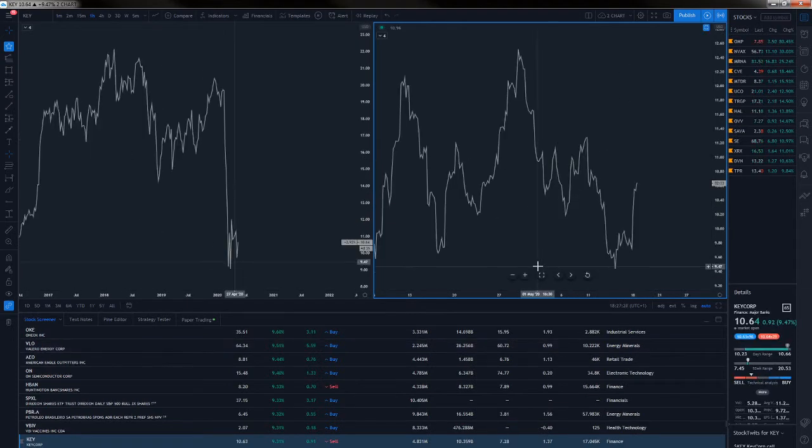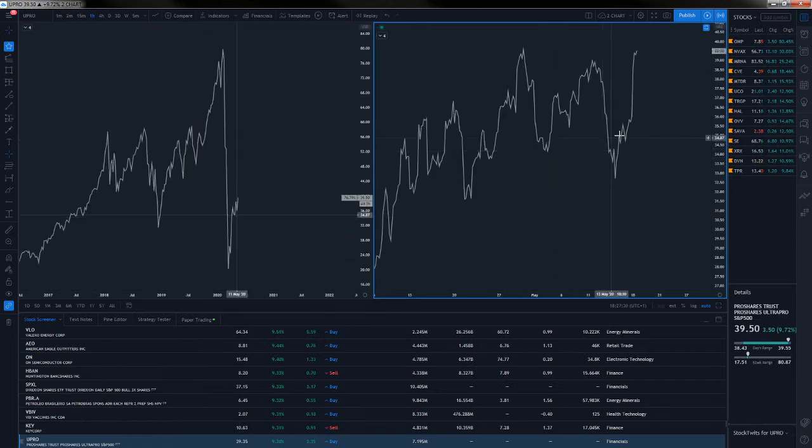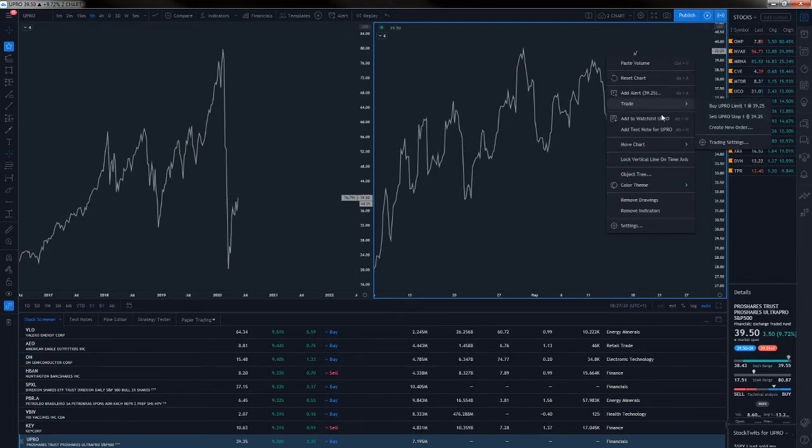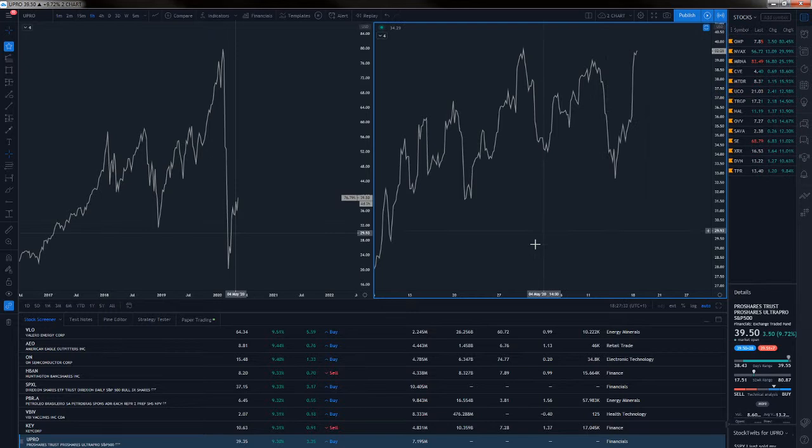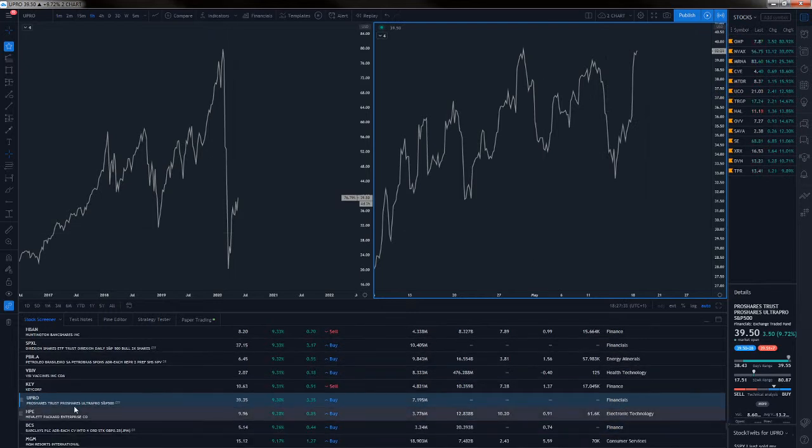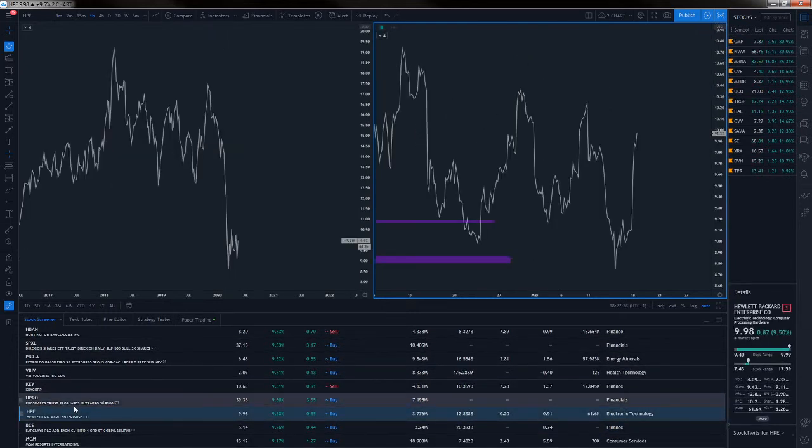If you're looking for an investment purpose, you can just right click on a level, say you draw a line here, and add an alert. You can get that sent to your phone or your email. That's the best way to watch things.